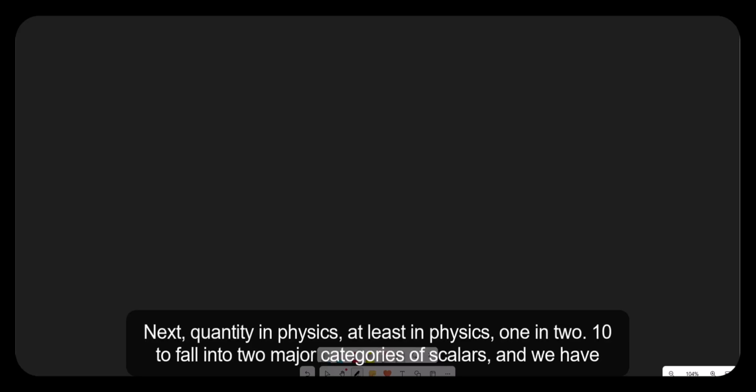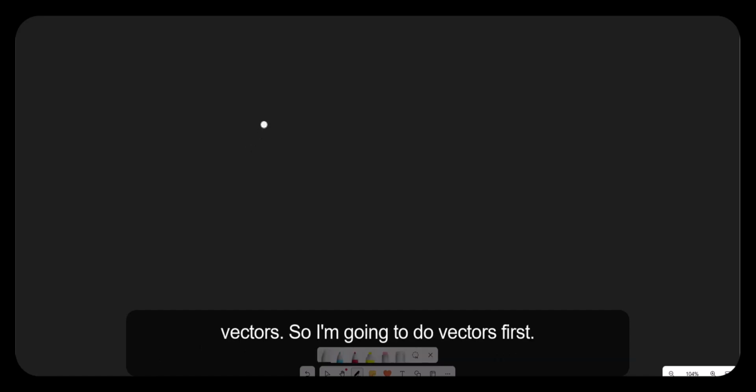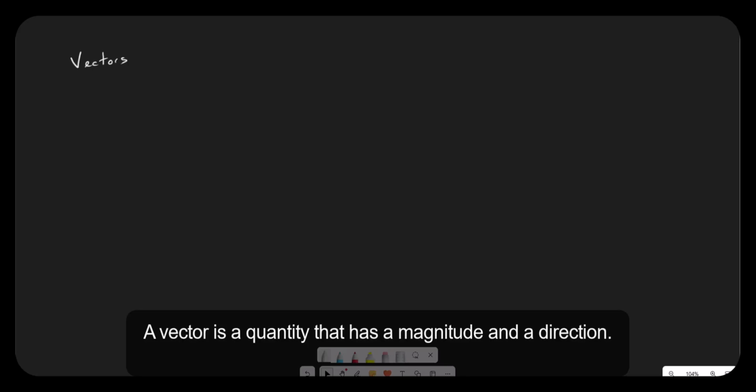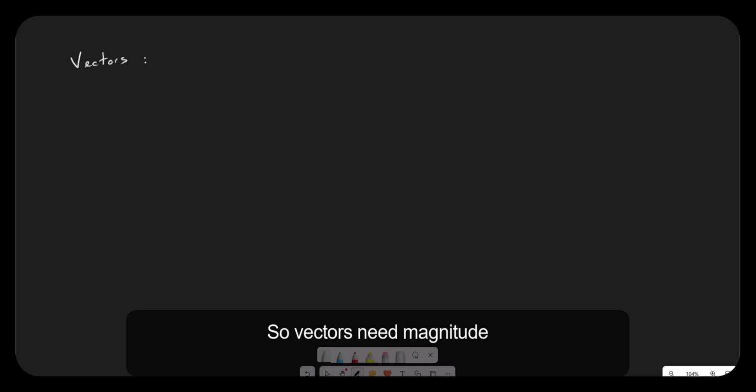Next, quantities in physics, at least in physics 1 and 2, tend to fall into two major categories. We have scalars and we have vectors. I'm going to do vectors first. A vector is a quantity that has a magnitude and a direction. So vectors need magnitude and direction both.